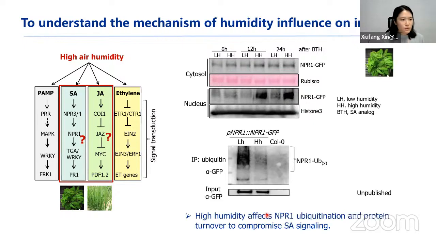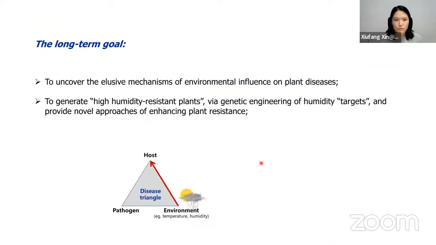I'm just sharing with you one piece of data. In Arabidopsis, we found that one central SA signal transduction element, the NPR1 protein, seemed to be affected by high humidity. We found that the nuclear localized NPR1 protein accumulates more under high humidity, and this is also accompanied by a lower polyubiquitination level of the protein. So hopefully I can update you with a more complete story in the near future.